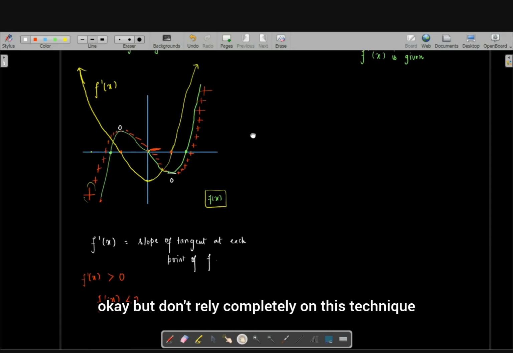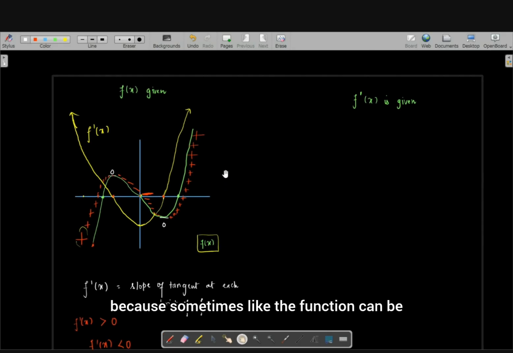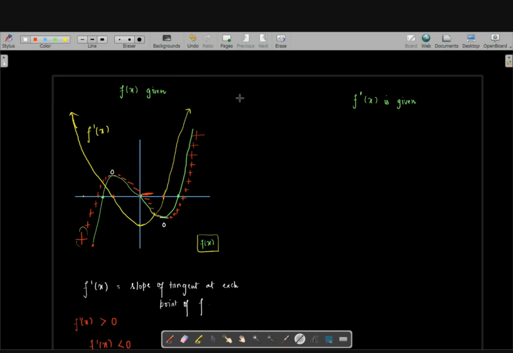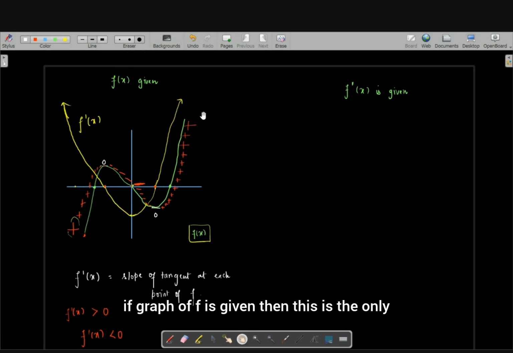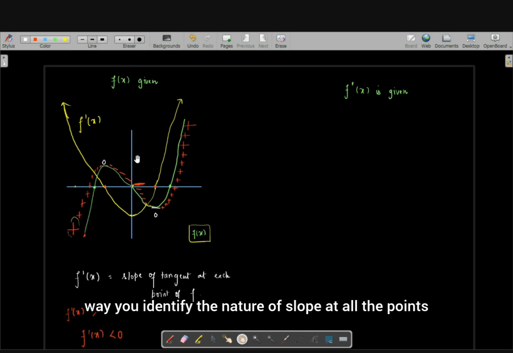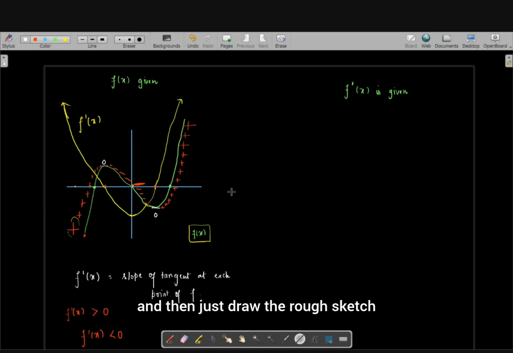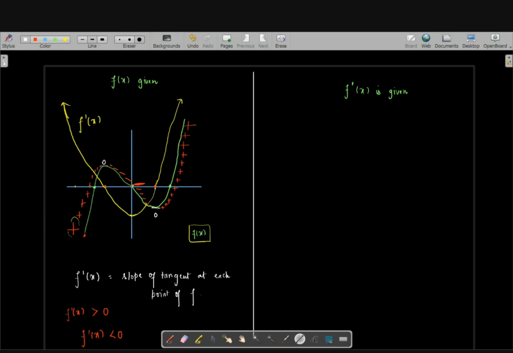Okay, but don't rely completely on this technique because sometimes the function can be any weird function. So if you have to draw the graph of f prime, if graph of f is given, then this is the only way. You identify the nature of slope at all the points and then just draw the rough sketch.